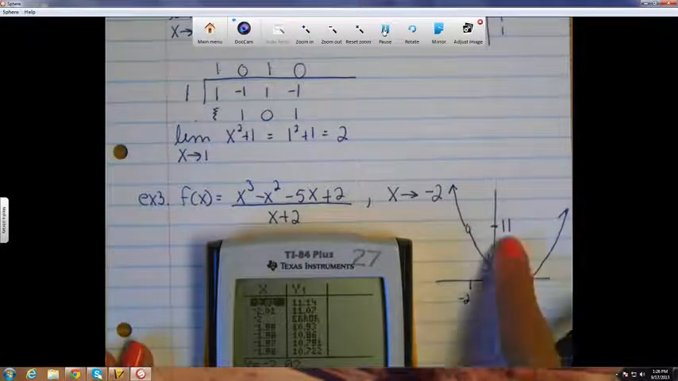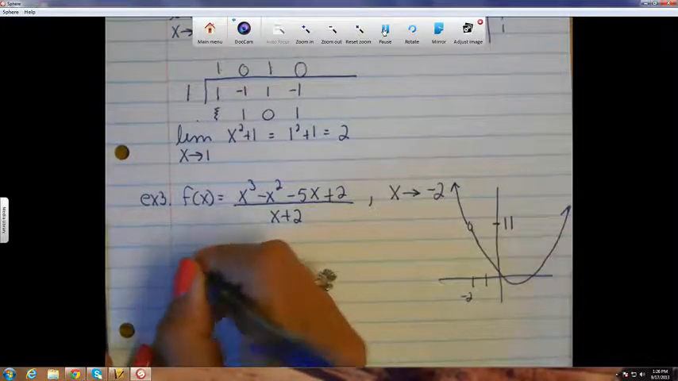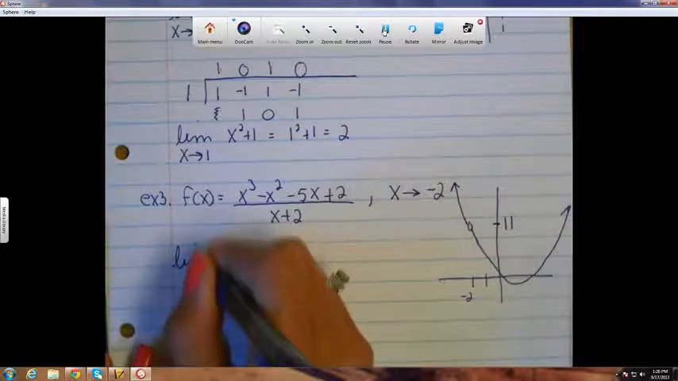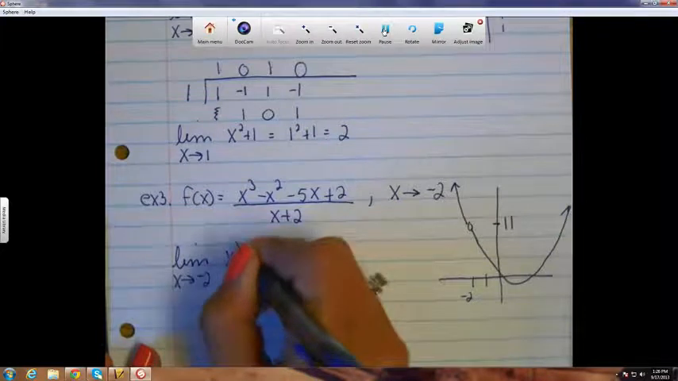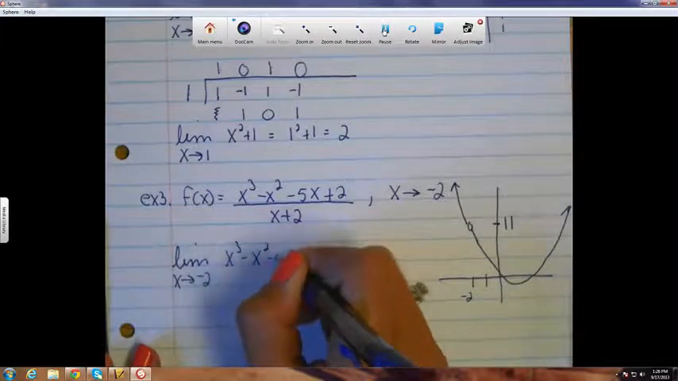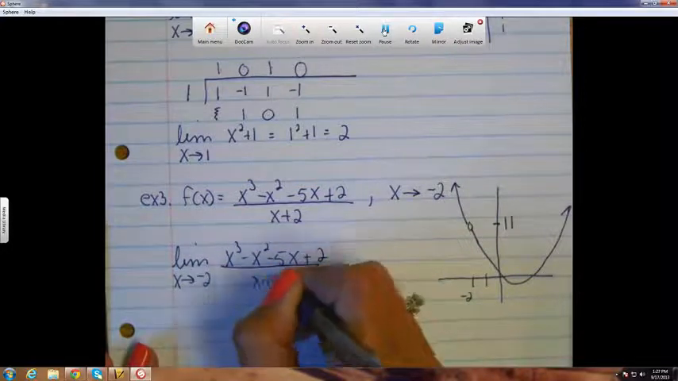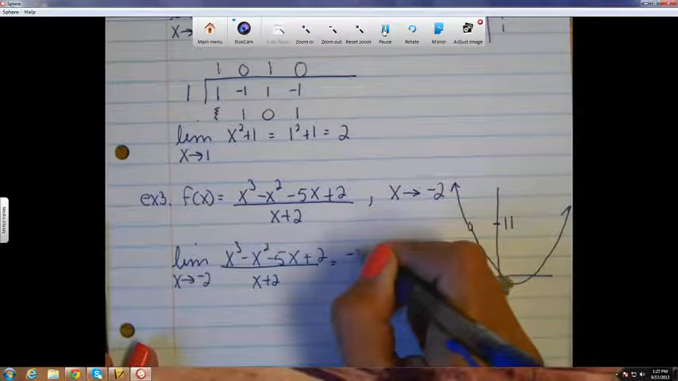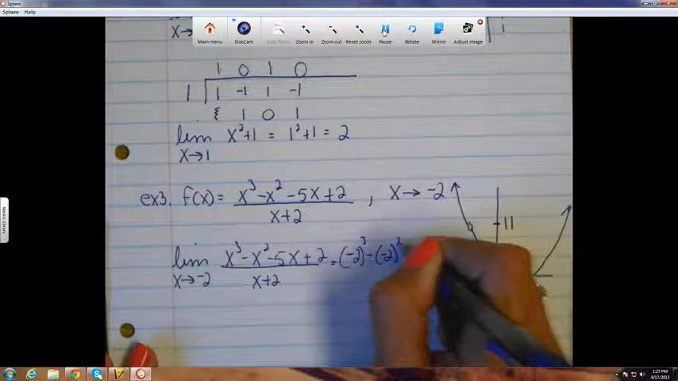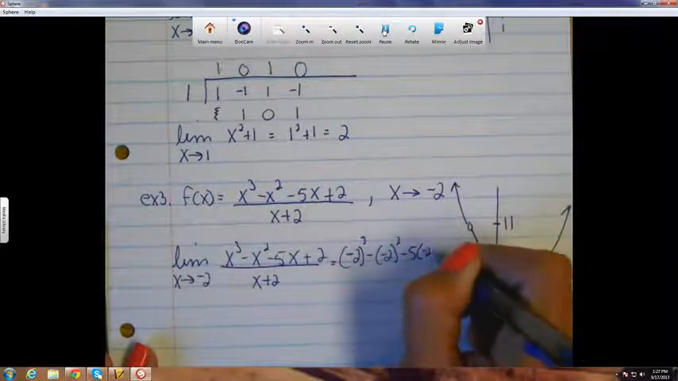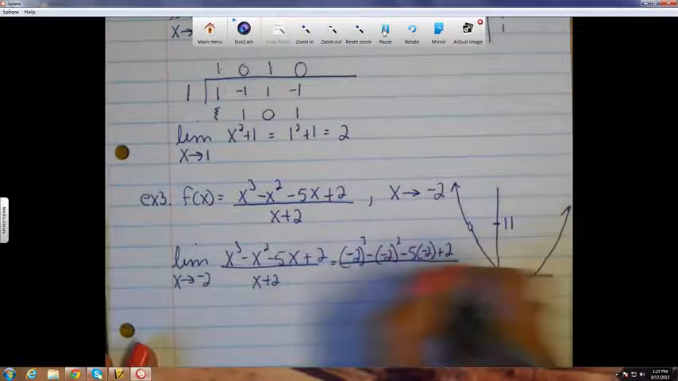So we'll know if we get close to 11, we did it right. All right. So limit as x approaches -2 of x cubed minus x squared minus 5x plus 2, all over x plus 2. Substituting in -2 cubed minus (-2) squared minus 5 times -2 plus 2, all over -2 plus 2.